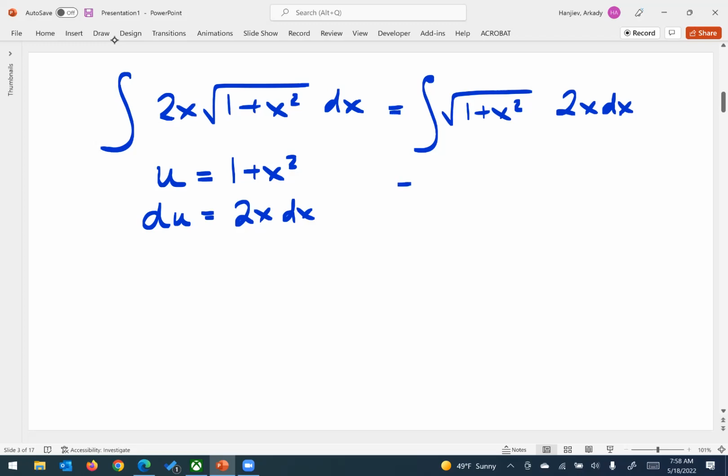Okay, and then we're going to substitute now. So 1 plus x squared has become the square root of u. And what does 2x dx become? Is that correct?